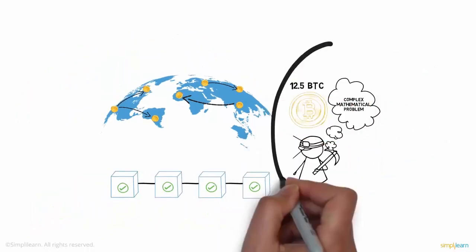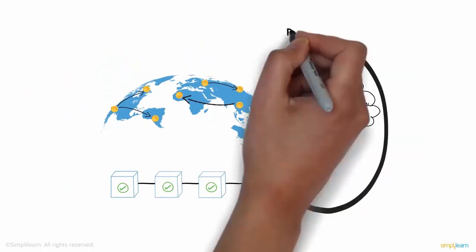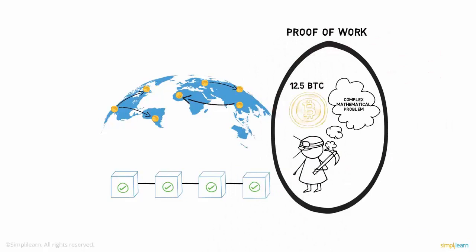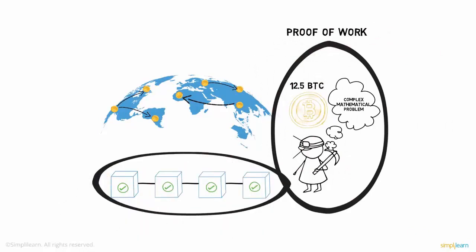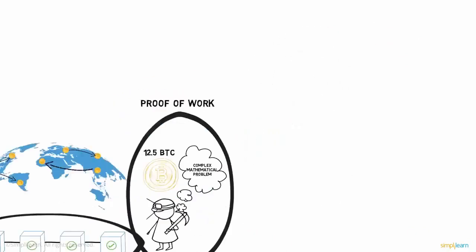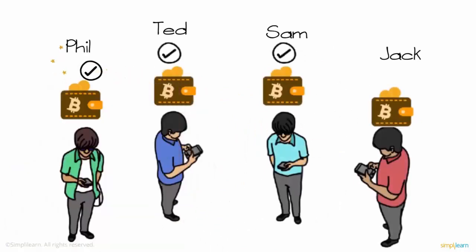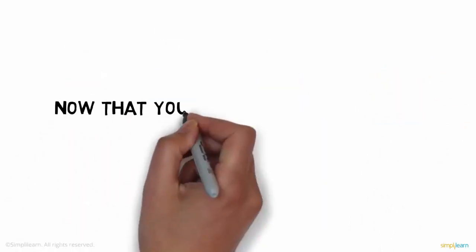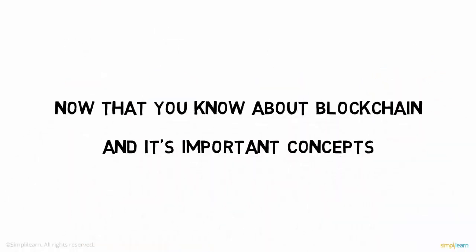The process of solving the complex mathematical problem is called proof of work, and the process of adding a block to the blockchain is called mining. With this, Phil and Jack's wallets are updated, just like every person in the network who has completed a transaction. Now that you know about blockchain and its important concepts, time for a small quiz.